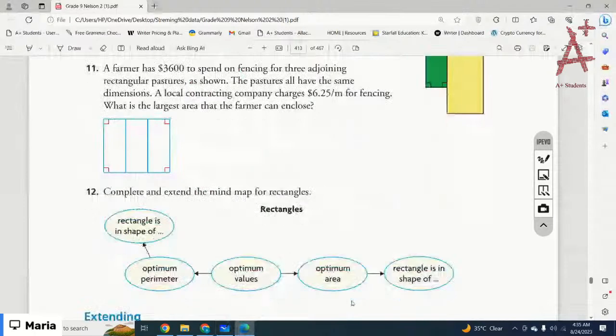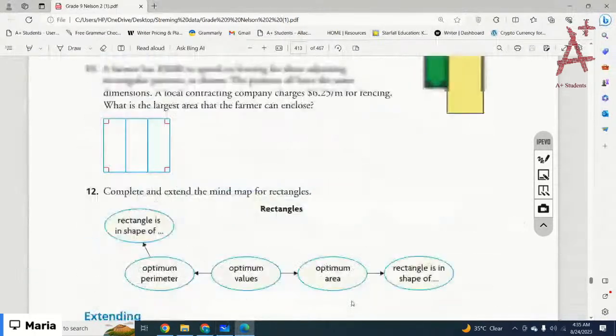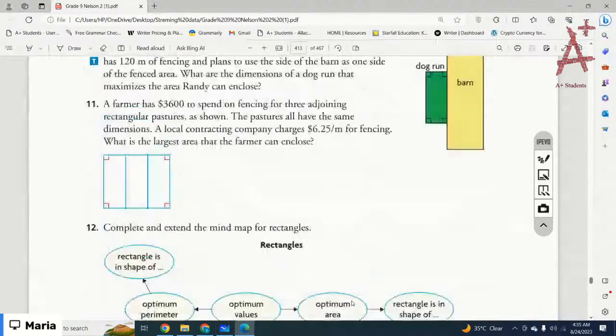The next one is question number 11. A farmer has $3,600 to spend on fencing for three adjoining rectangular pastures as shown. The pastures all have the same dimensions. A local construction company charges $6.25 per meter for fencing. What is the largest area that the farmer can enclose?